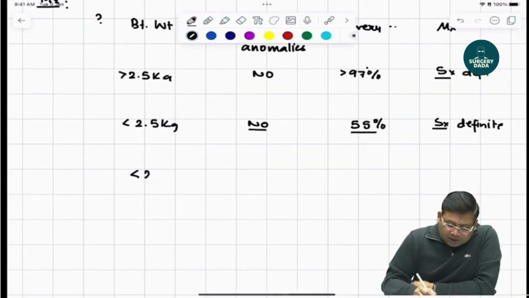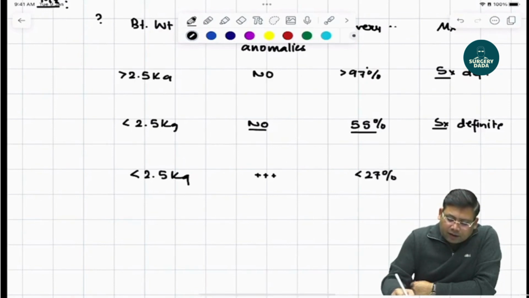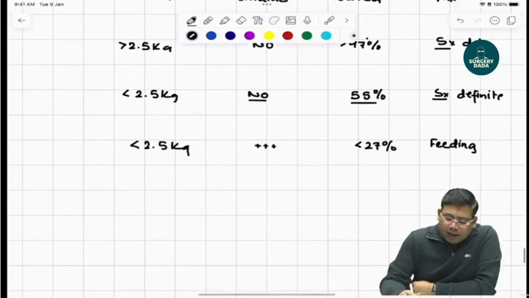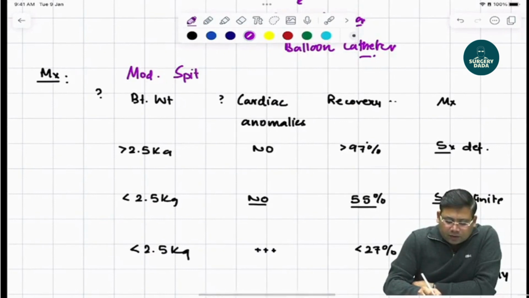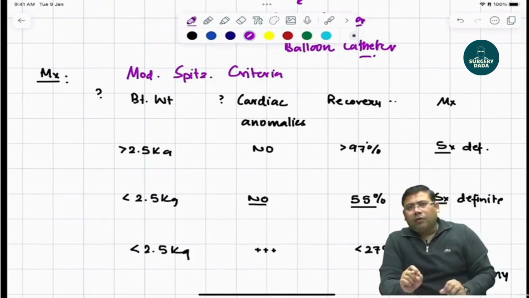If the birth weight is less than 2.5 kg with cardiac anomalies present, less than 27% recovery rate, and therefore you will first make the patient sustainable, and therefore feeding gastrostomy should be done for these patients. And do you know, students, this is what is a modified Spitz criteria. So this is modified Spitz criteria and very, very important for all.